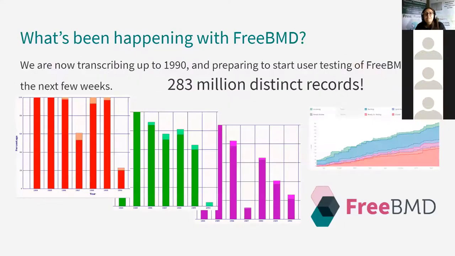A little about what's been happening in our three projects. In FreeBMD, we're now transcribing the GRO indices of births, marriages and deaths in the period 1986 to 1990. The designs for a new interface for users have gone through several iterations, and we have volunteers who will be testing in the next few weeks.